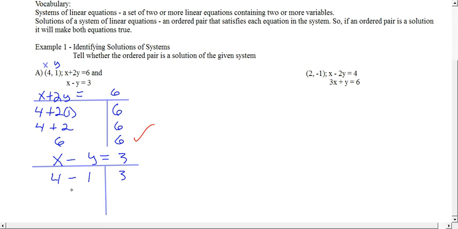4 plus a negative 1 is the same thing as 1 taken away from 4, or 4 minus 1. That's going to give us 3 is equal to 3. Great. As we can see, it's also true for that particular equation. So that tells us that 4, 1 is a solution to the system x plus 2y is equal to 6 and x minus y is equal to 3.